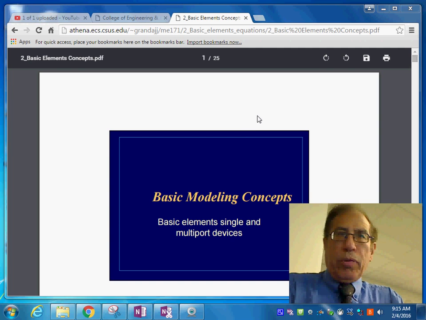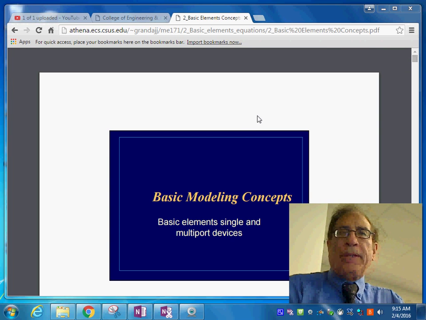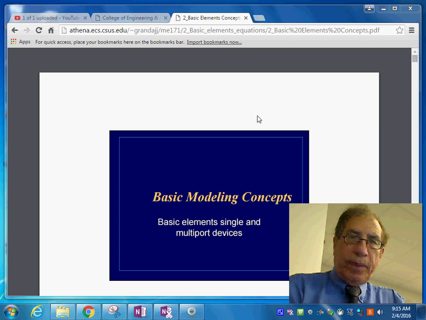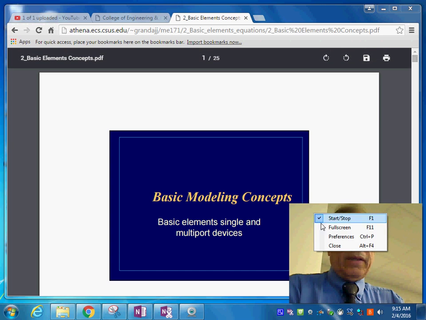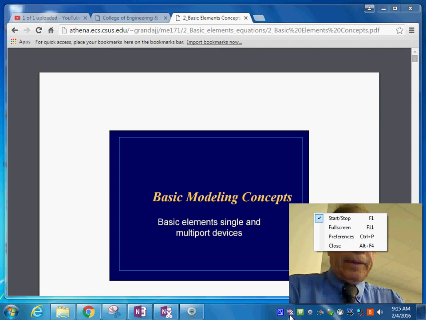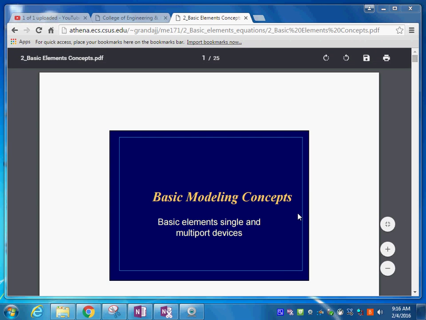Today we're going to review some very basic modeling concepts, and the objective is to talk a little bit about the bond graph technology as well as the block diagram. How do we actually go and write differential equations on systems from scratch, and how do we actually initiate those models? So that's the topic of today's lecture. So we're going to get started here, and we're going to call it basic modeling concepts.